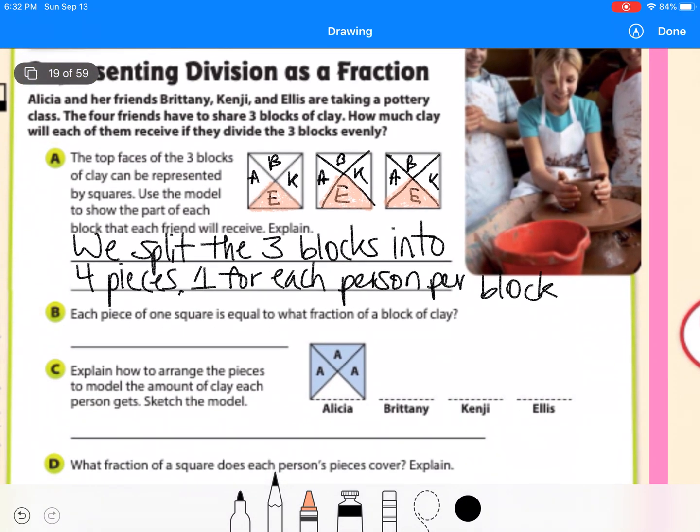Each piece of 1 square is equal to what fraction of a block of clay? So if you look at the block of clay, it's split into 4 pieces. So 1 full block would be 4 over 4, right? 4 over 4 equals 1 whole.